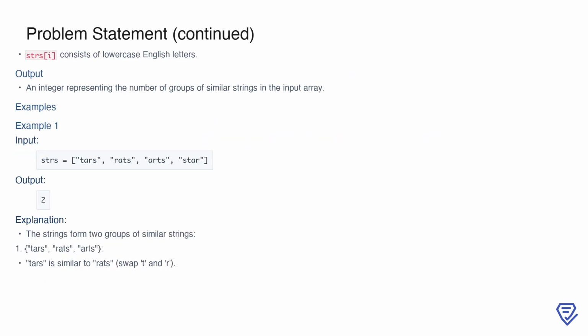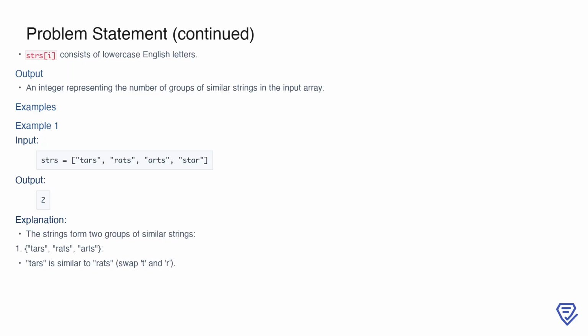The input to this problem is an array of strings, strs, where all the strings consist only of lowercase English letters. Additionally, the length of the array, strs, can range from 1 to 300, and each string in the array will have a length between 1 and 300 characters. The output is a single integer that represents the number of groups of similar strings in the array.